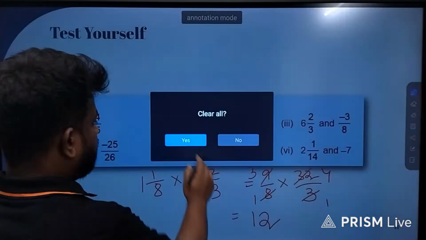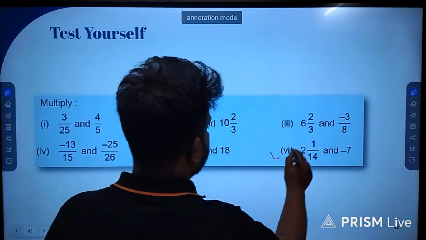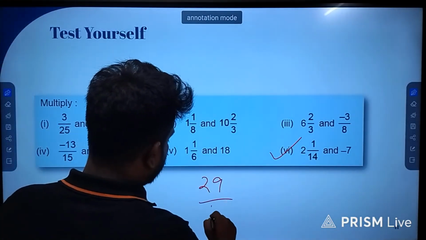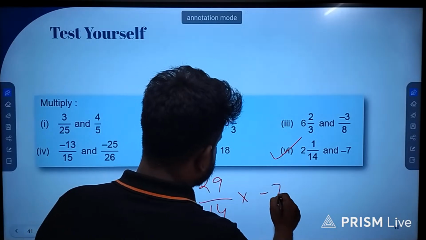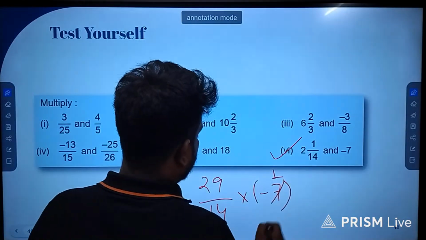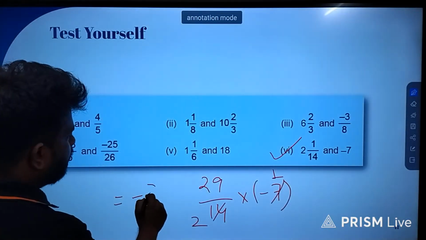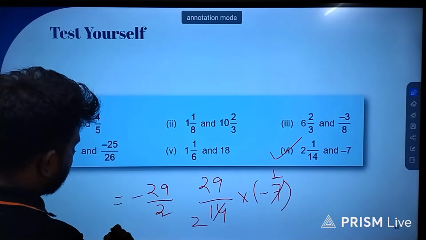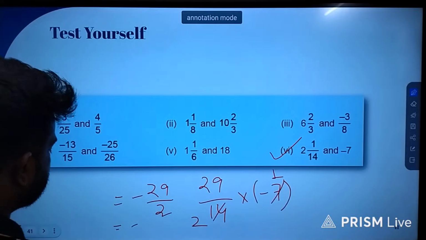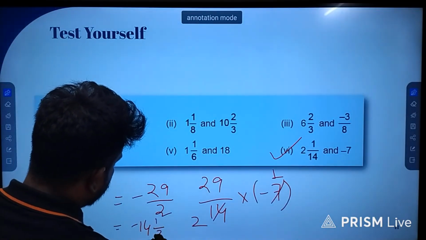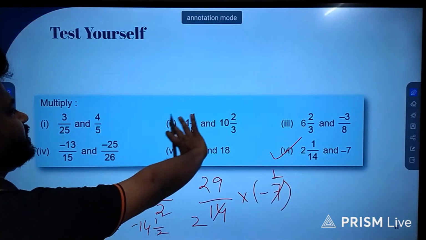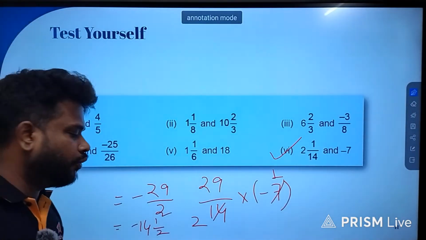Okay. The next one, let's do it for number 6. So it is 29 by 14 and minus 7. Okay, so we have to cut it down like 1 and 2. So it will be minus 29 by 2 and the answer will be 14 and 1 by 2. Okay, so done for this, and the rest of all you guys can try at your home.